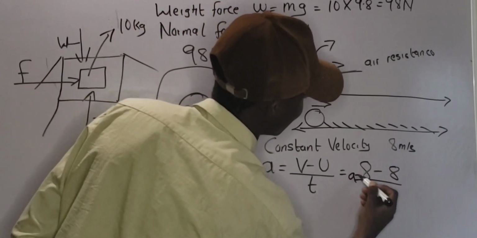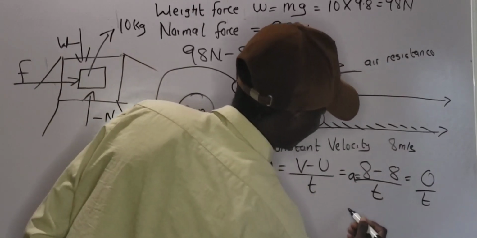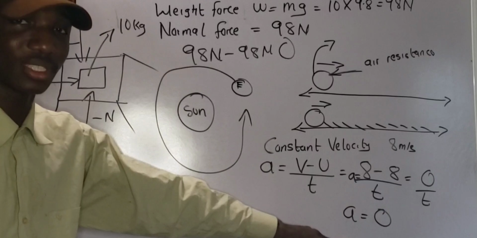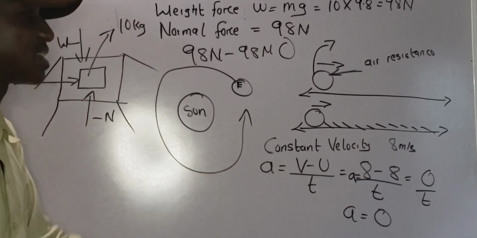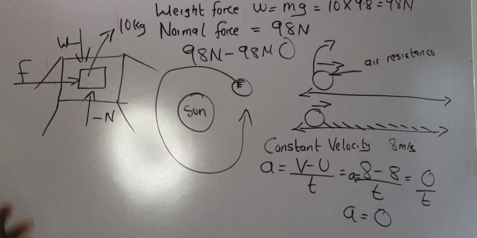Do you understand? So acceleration is equal to 0 over t. So a is equal to what? 0. That is, acceleration is 0. You can see now. And that means that when an object is moving at a constant velocity, the force acting on that object is also what? 0. Do you understand? Please, it is very important that you note those 2 points.